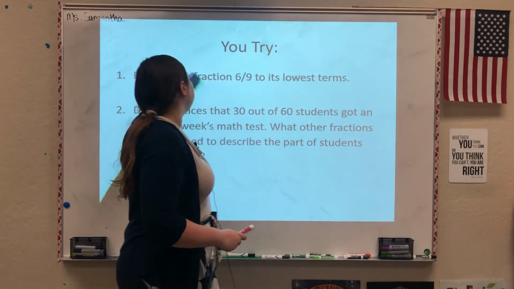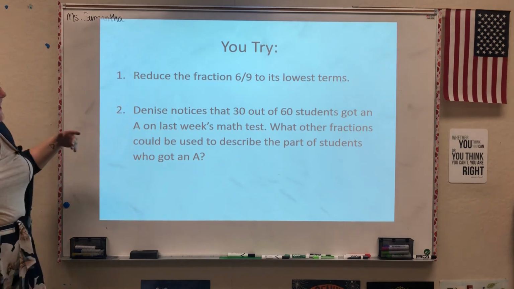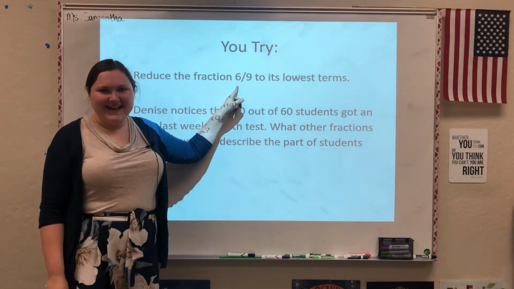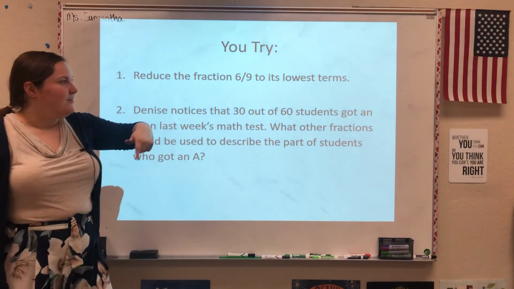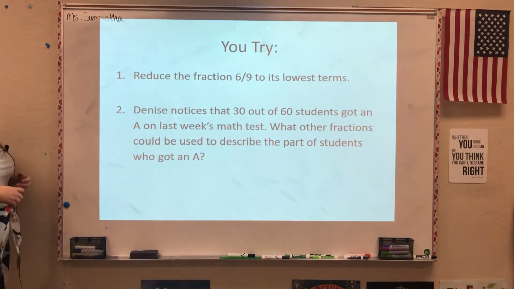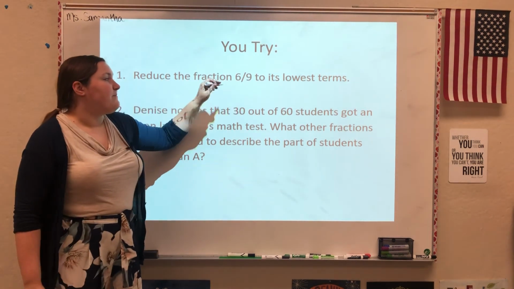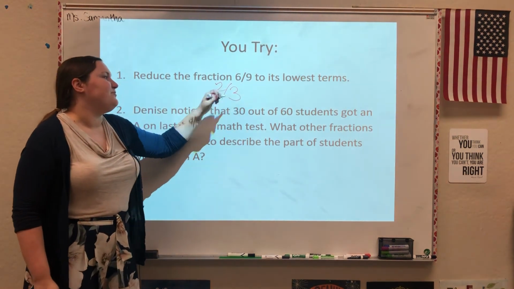The first one says, reduce the fraction 6/9 to its lowest terms. That is just a fancy way of saying simplify 6/9. Reduce it to its lowest terms, make the number smaller, simplify them. All right, that would simplify if you divide both by 3, it simplifies to 2/3.